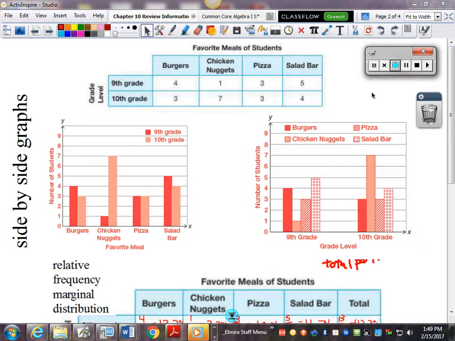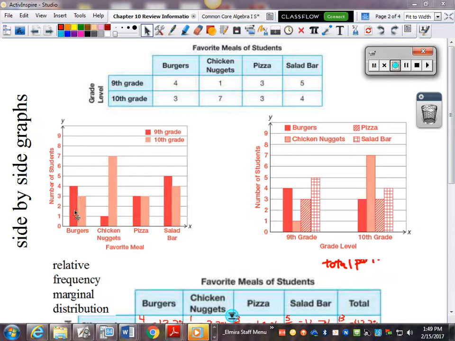Okay. Then there is all the graphing we did in this chapter. Okay, so when we have our two-way table and we make a side-by-side graph, you have to listen to directions or read directions very carefully to know what they are asking you to put on the x-axis. So if they say to put meals on the x-axis, that's what you're going to do: burgers, chicken nuggets, pizza, and salad bar. And that means that you're going to have 1 bar for 9th graders that reaches as high as 4, and 1 bar for 10th graders that reaches as high as 3.